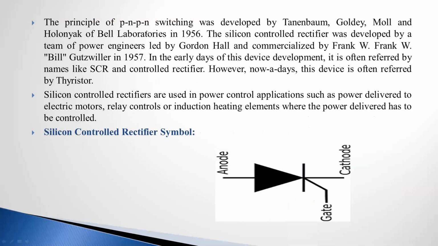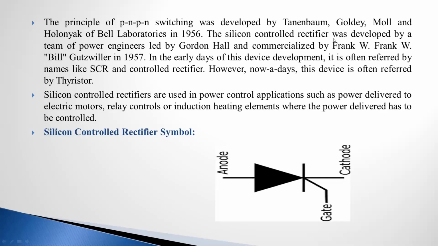Next, the principle of PNPN switching. The principle of PNPN switching means SCR. It is made of alternating P and N material, and was developed by Tanenbaum, Goldey, Moll, and Holonyak of Bell Laboratories in 1956. These are the scientists' names. It is clear.